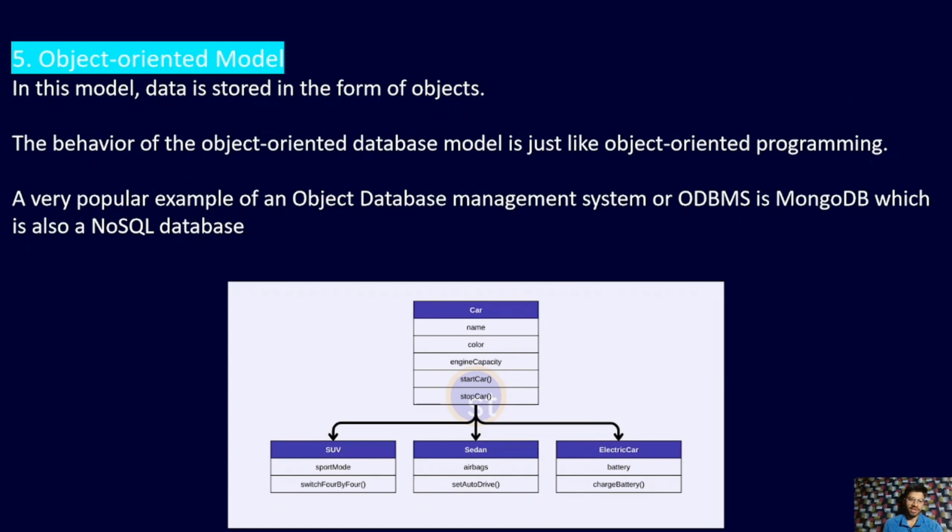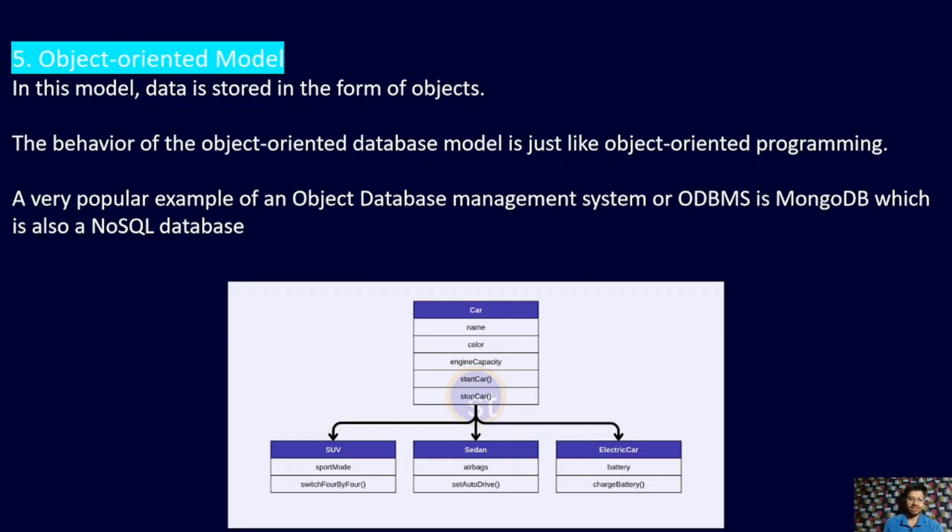Then we have the object-oriented model. Here data is stored in the form of objects. Its behavior is just like object-oriented programming. Very popular examples of it are ODBMS and MongoDB, which can also be a NoSQL database. This database model is not mature enough to compete with the relational database model.